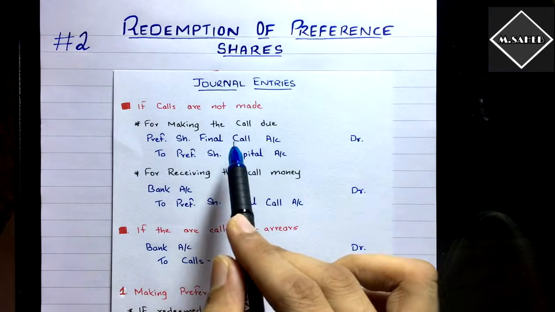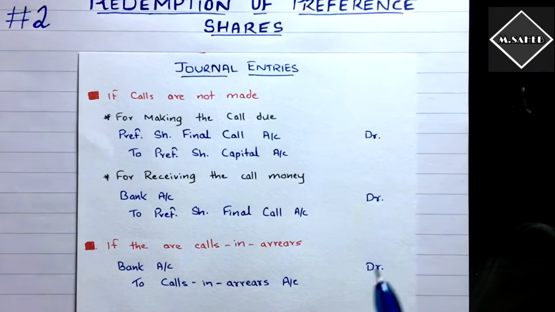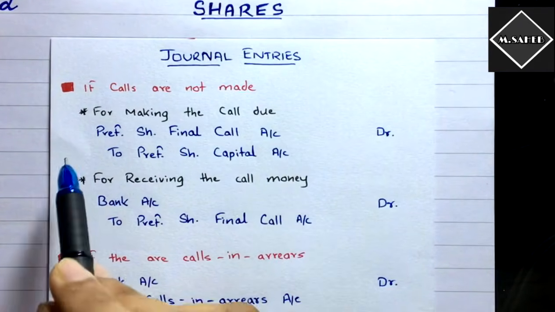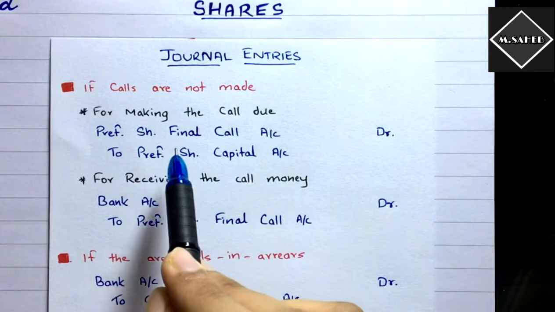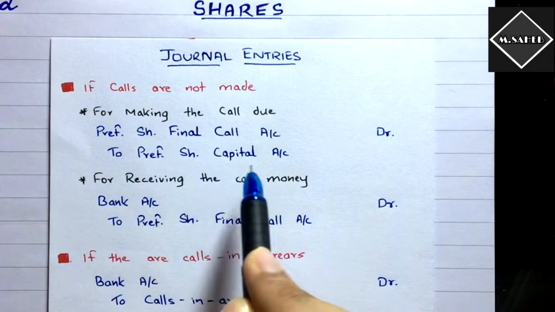You have to make the call and you have to assume all the money has been received, unless otherwise mentioned in the question, right? So you have to make the call due. So how do you do that? It's very simple. Preference share final call account debit. You're asking the money on final call. So preference share final call account debit to preference share capital account.